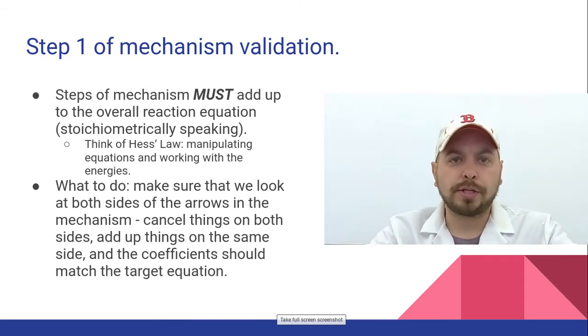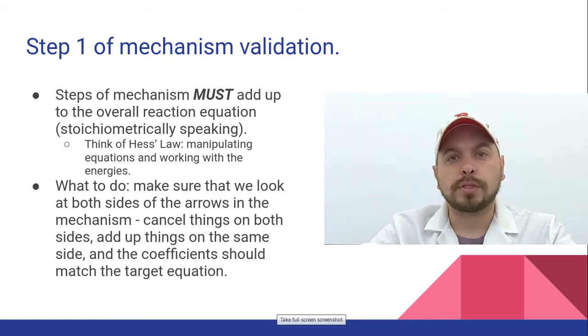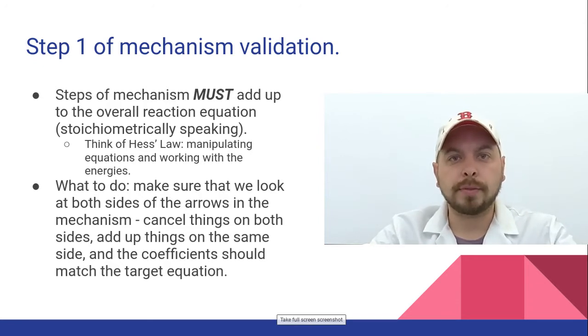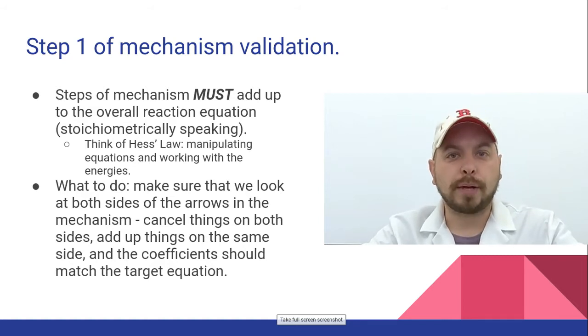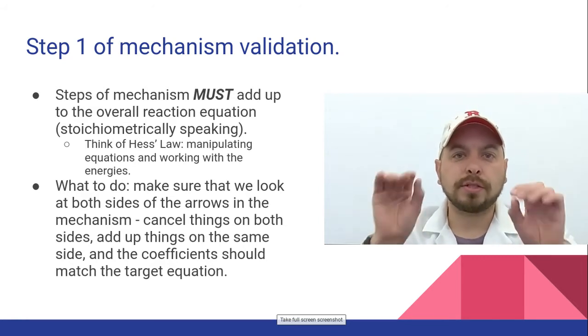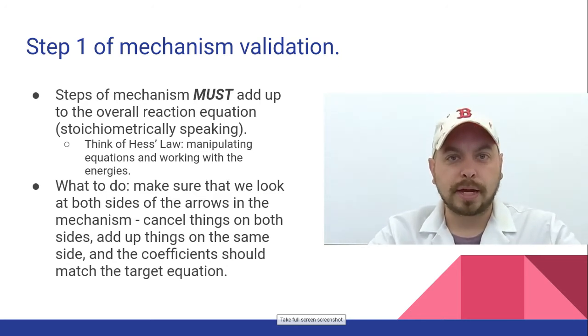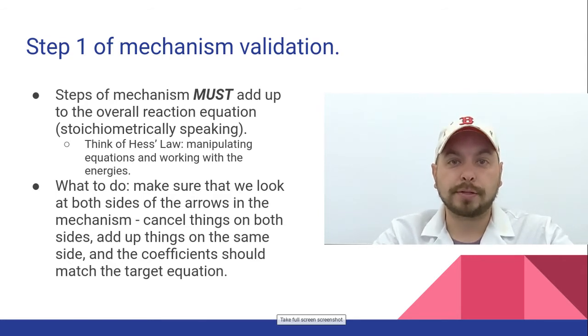In this situation, we're not doing anything with the energies per se. What we're doing is we're simply making sure that if we look at all of the things on the left side of every arrow in the mechanism and all of the things on the right side of the arrow of the mechanism, we cancel out things that are on both sides, we add up things that are on the same side, the coefficients from the mechanism should exactly match the coefficients from the overall reaction. So let's take a look at this example.